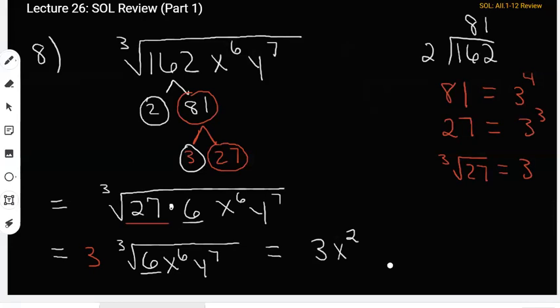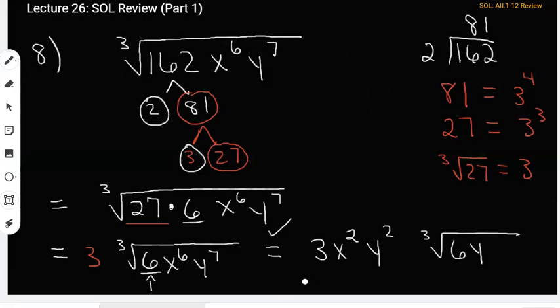And now I have to deal with the y's. So for this y right here, I know I'm going to have 7 of them. Out of those 7 y's, how many groups of 3 can I take out? 2. So I can take out y squared. But I'm still going to have 1 y left under the radical. So under the cube root, I'm going to have this 6 right here, and I'm still going to have 1 y that I wasn't able to take out.